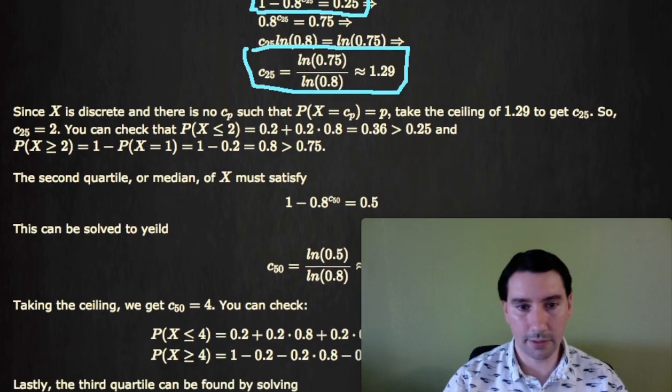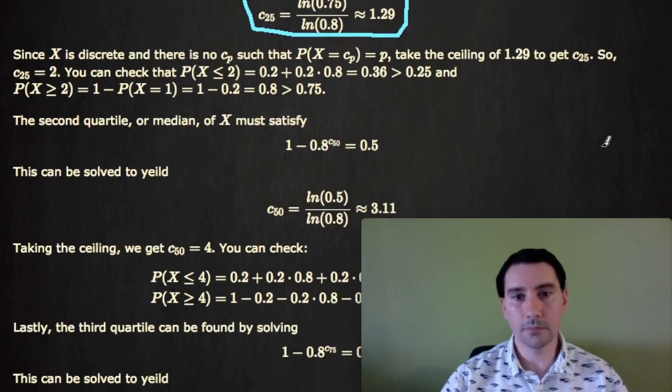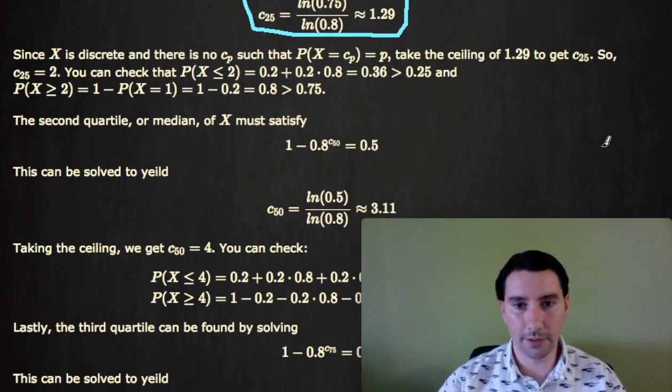Now, x is a discrete random variable. So whenever you get a number like this and it doesn't include any values that are actually possible values that x could be, you take the ceiling. And that's the general rule for a discrete random variable. So whenever we take the ceiling, we get 2.